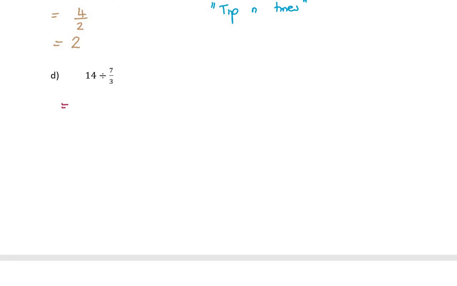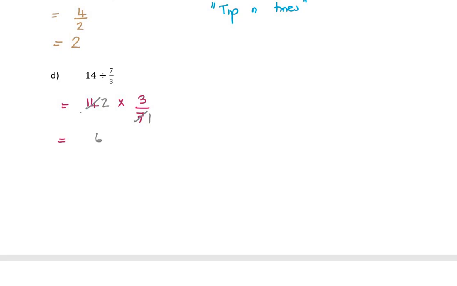Let's have a look. Tip and time. So 14 stays the same, and I'm going to multiply by what we call the reciprocal, so the flipped over version. If you do cross-cancelling, which I would prefer always, 7 goes into itself once, goes into 14 twice. So I get 2 times 3, which is 6.